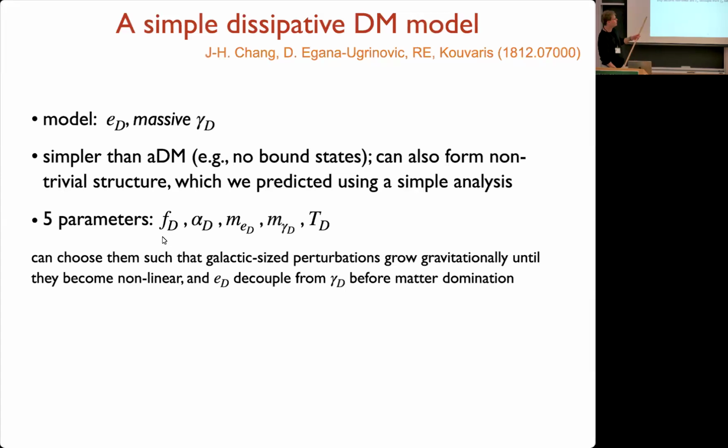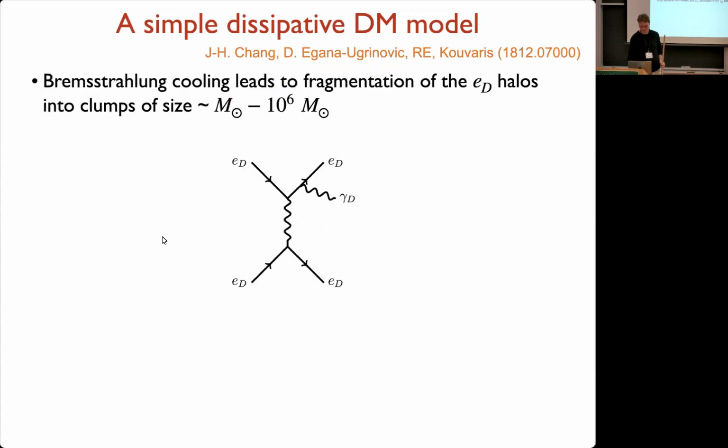You can choose these parameters, and I'm not writing down the conditions, but you can derive them, to make sure that you have galactic size perturbations that grow gravitationally and then become nonlinear, and that the dark electrons decouple from the dark photons before matter domination. So we want to set that up. The idea then is to look at what kind of exotic compact objects we can form in this very simple dark sector. There are some conditions on these parameters, which one can derive, and that's also what we did.